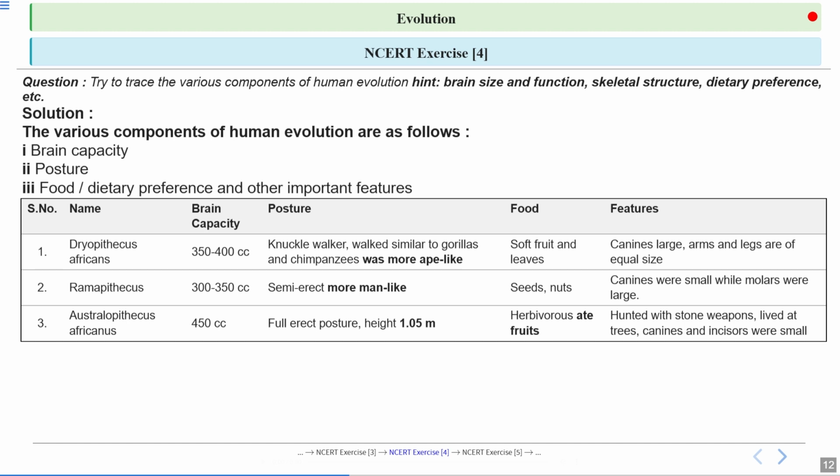Now the next one is Australopithecus africanus. Brain size is 350 to 450 cc. They had a fully erect posture. Height was around 1.05 meters. They were herbivorous and ate fruits. They hunted with stone weapons, lived in trees, and their canines and incisors were small.